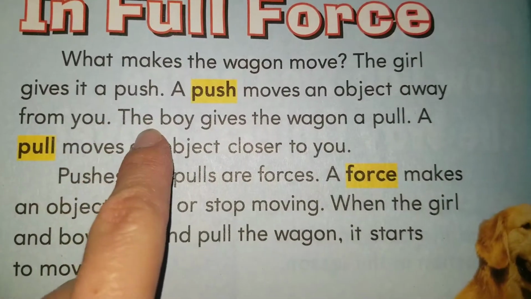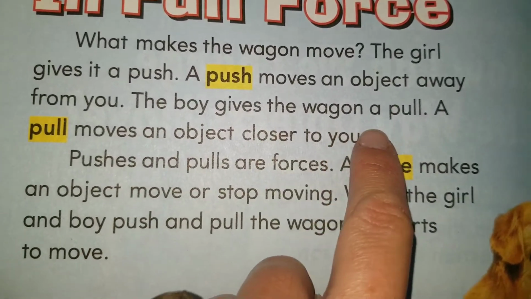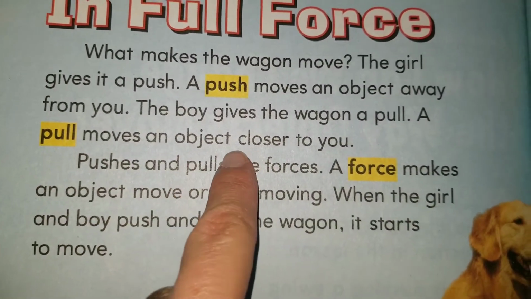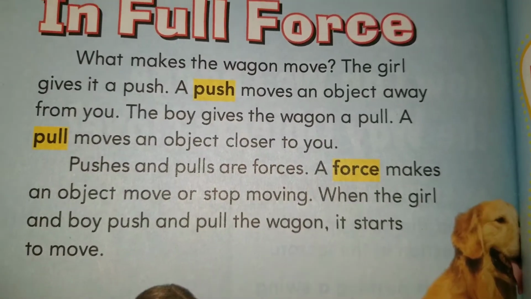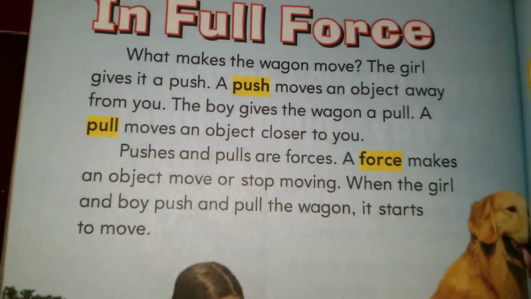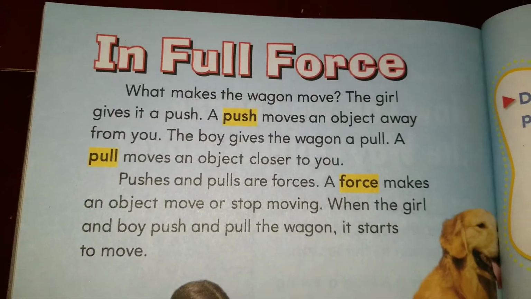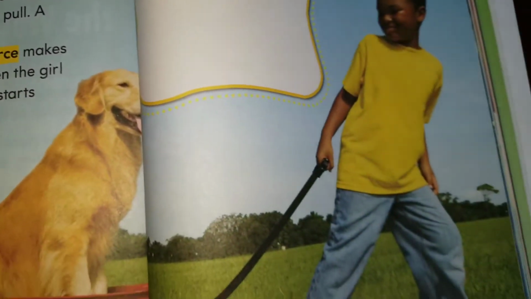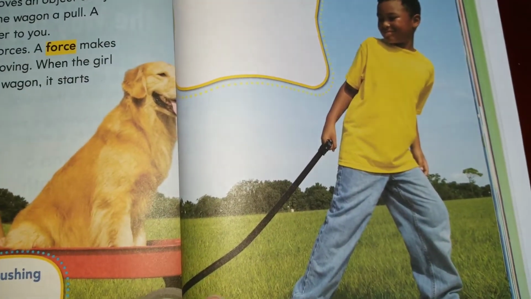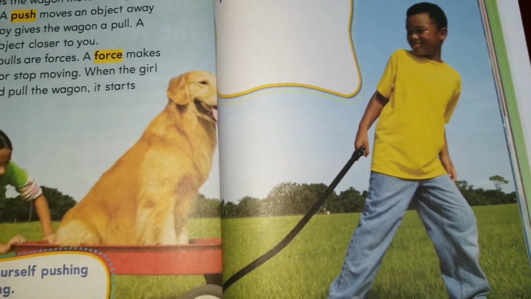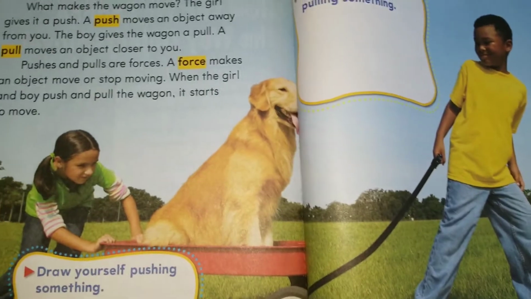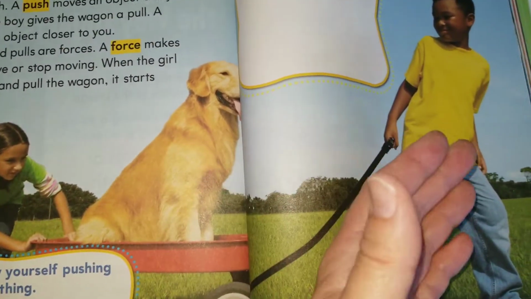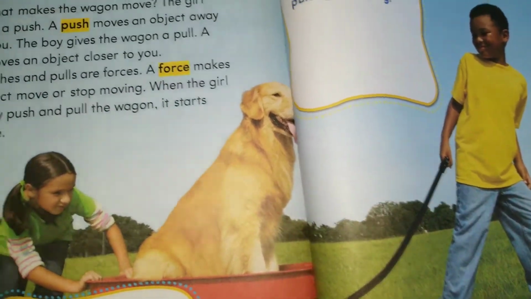The boy, on the other hand, gives the wagon a pull. A pull moves an object closer to you. So if you have an object near you and you pull it, you move it towards you. And I want you to look at the boy. The boy in the picture, he's pulling the wagon. Both of them are making a force. One of them is pushing and the other one is pulling because they want to go in that direction.